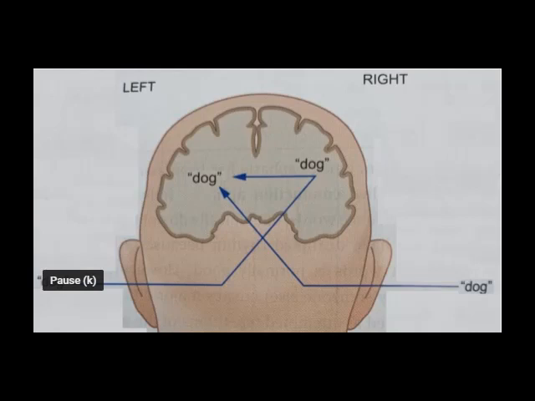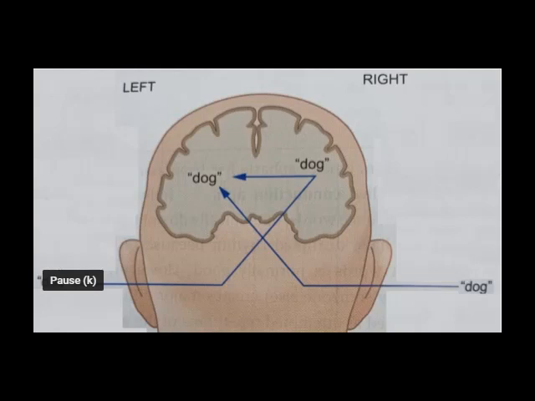Why is this? Well, when, for example, the word dog is introduced to the right ear, it immediately goes to the left hemisphere of the brain because of contralateralization, where it is processed and understood. However, when the word dog is introduced to the left ear, that information goes first to the right hemisphere, but it must travel across the corpus callosum where it can then be processed and understood in the left hemisphere.